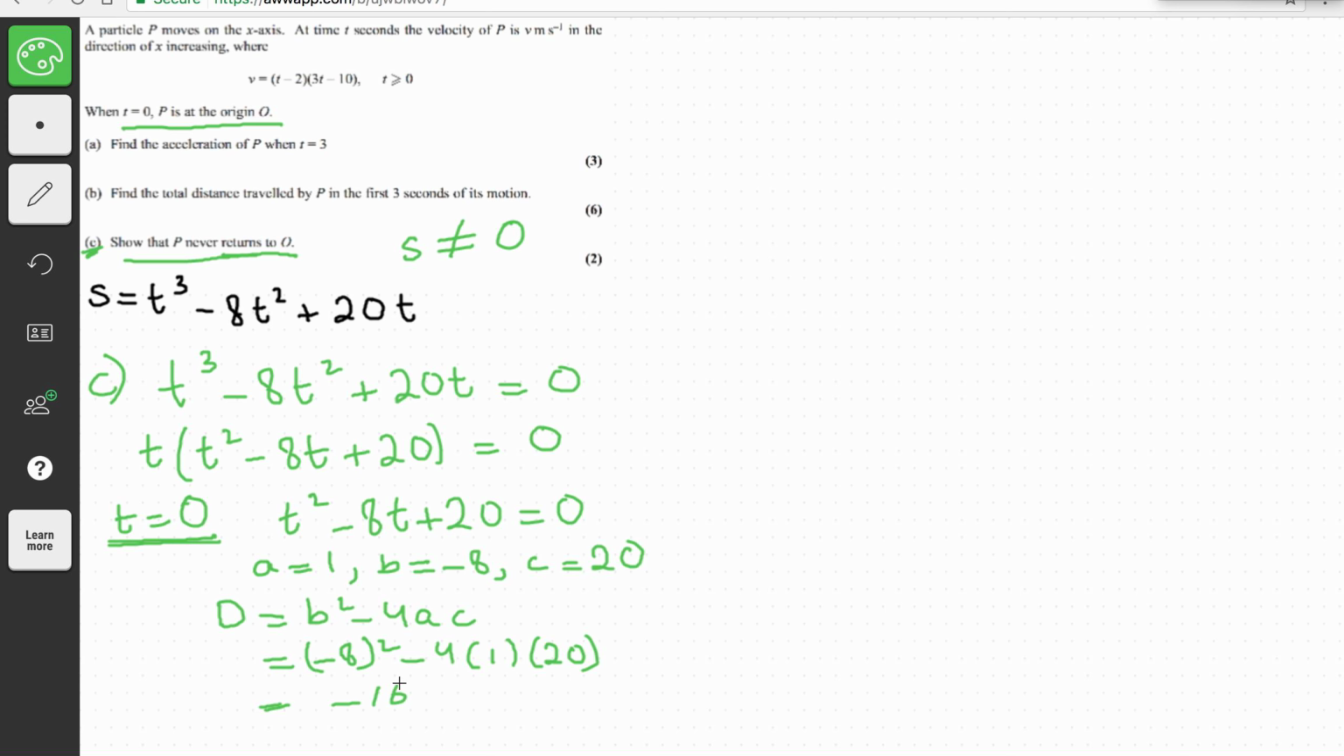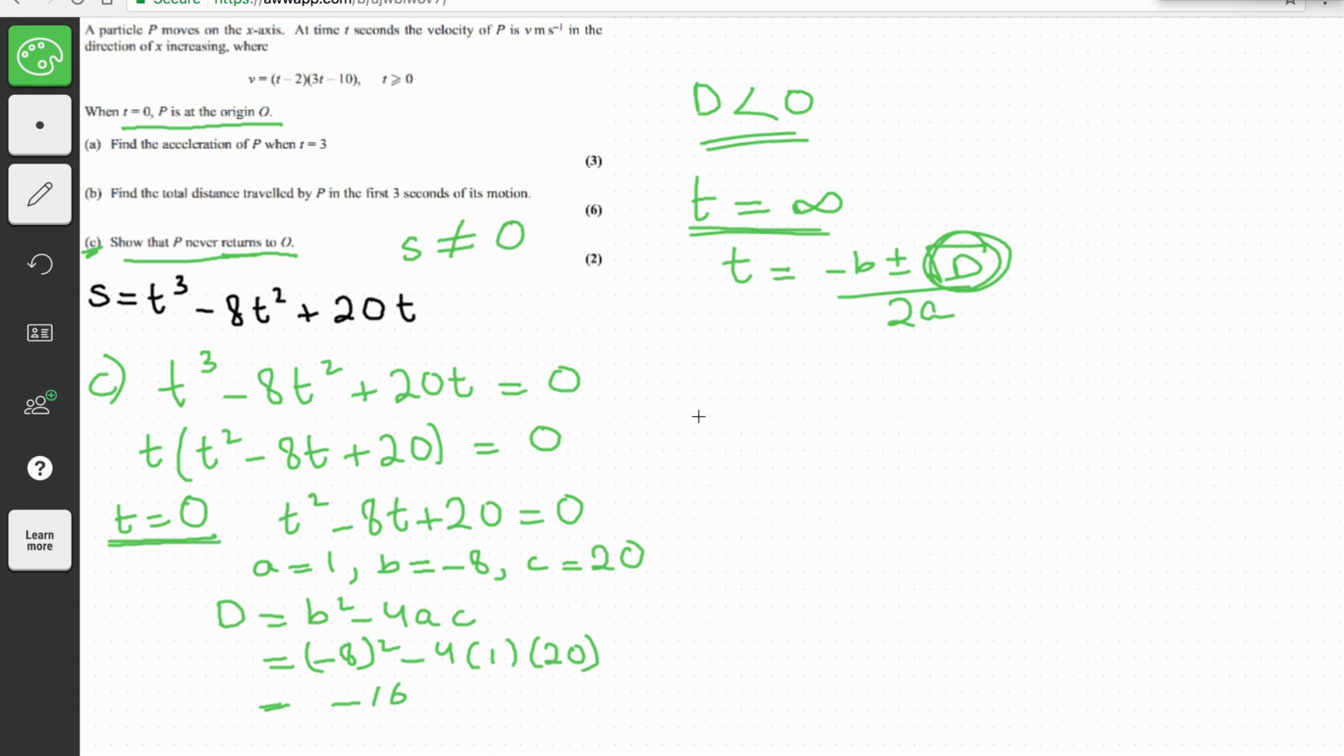Now, from here, what we can see is that d is actually less than 0. And whenever d is less than 0, t is undefined. We cannot define t. And why? Because if you know the full quadratic formula, you can say that t equals negative b plus or minus the root of d, over 2a. And we cannot take the root of d. Why? Because d is less than 0, which means that t is undefined. And this confirms that P never returns to O.